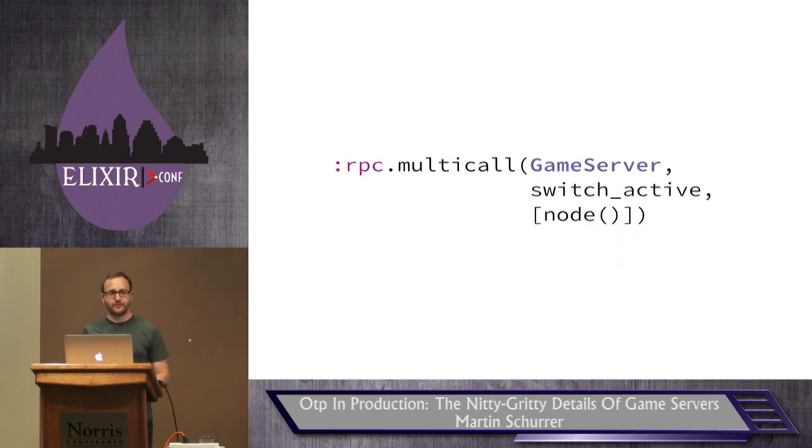So there's this Erlang module RPC. It has this function multicall, you can give it another module and a function name and arguments, and it will call this module's function on all nodes within the cluster. So this is good. The old active server knows, oh, that's no longer me. I need to go into standby mode. The standby server knows, oh, I now need to be active.